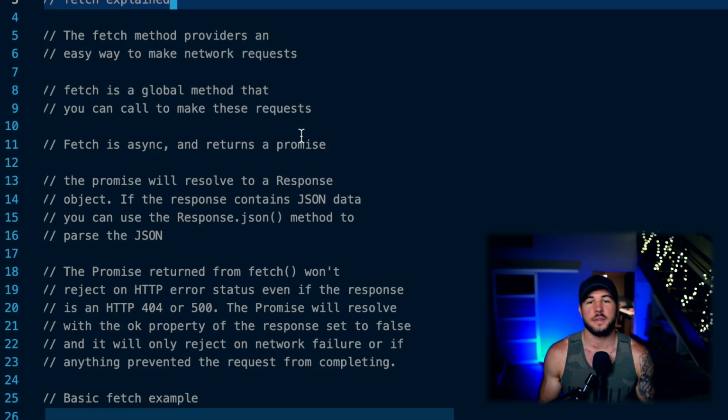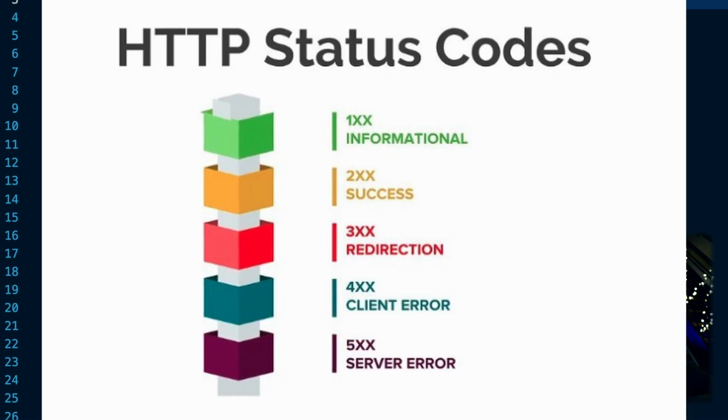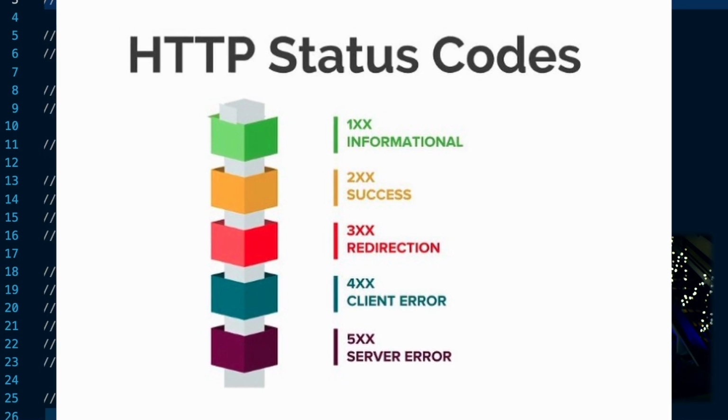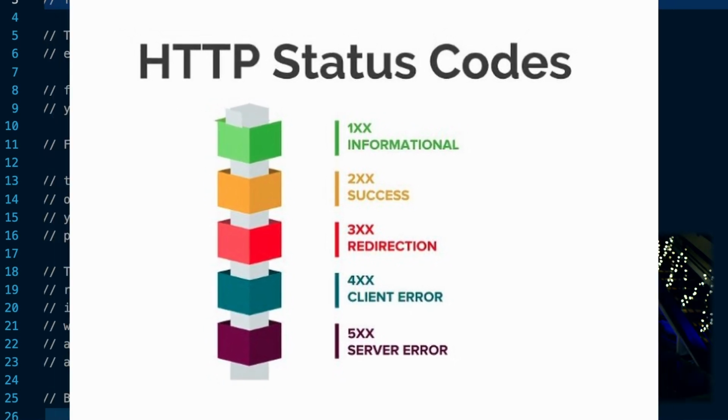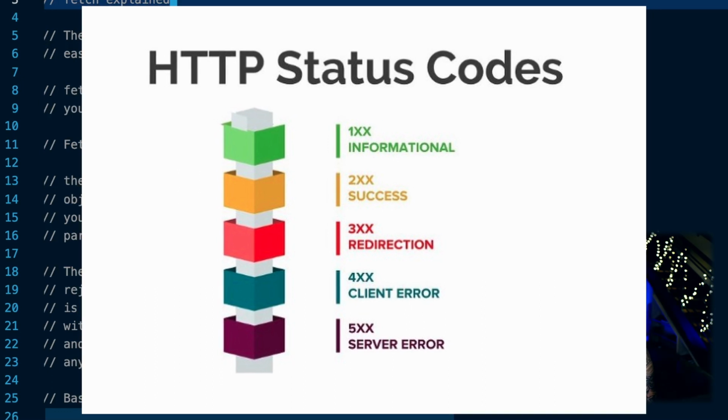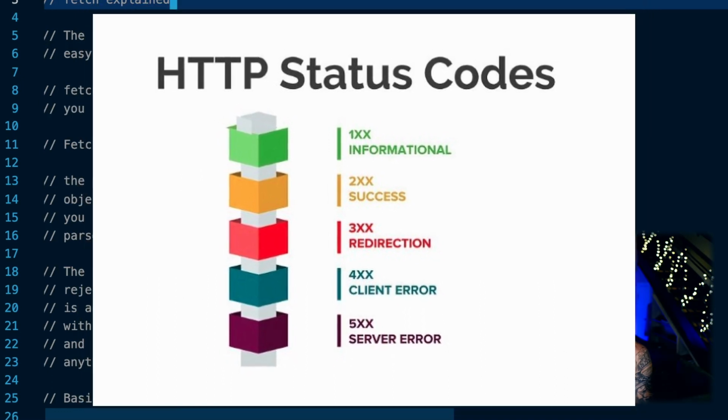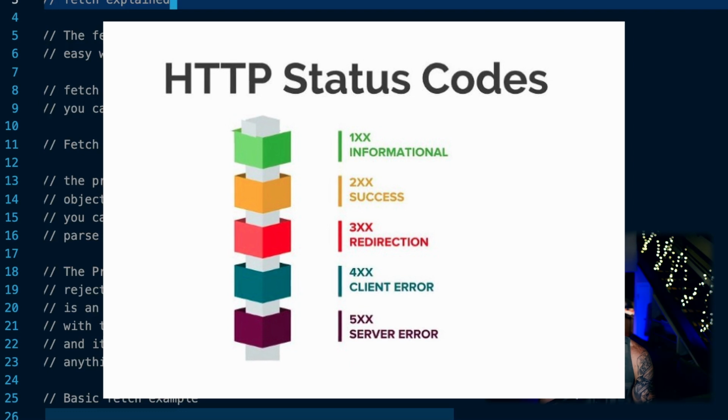Now, a very important thing to remember about fetch that can be really confusing for beginners when you're just starting out, and can definitely lead to bugs, is that the promise returned from fetch will not reject on an HTTP error status code. The response is going to have some sort of status code. Just in general, a code in the 200s is going to be a successful request. A code in the 300s, I believe, is a redirect. A code in the 400s is some sort of client error. And a code in the 500s is some sort of server error.